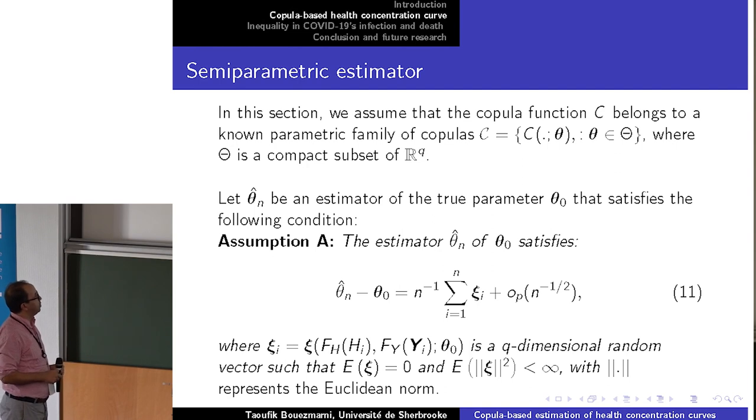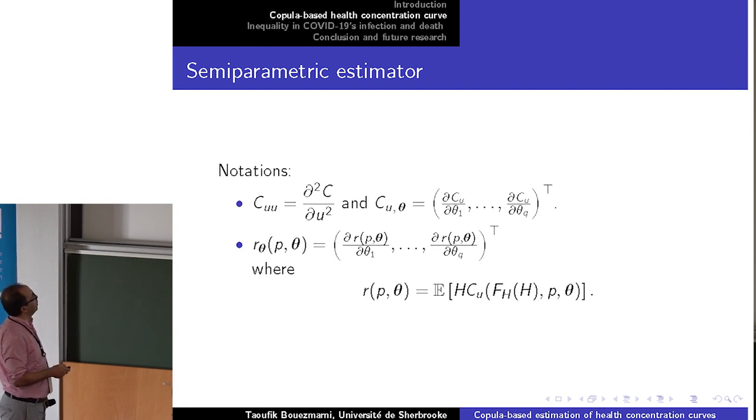So we need some assumptions. This assumption is in fact satisfied, as is shown in these papers, particularly this one here. We just assume this asymptotic representation for the estimate of the copula parameter, where you can find the xi here. We assume that it has mean zero and finite variance. Some notation: that's the second derivative of the partial derivative of the copula.